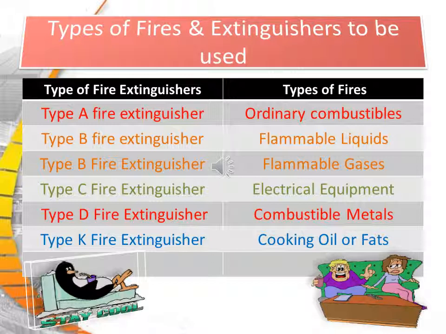Here we can see a chart which shows you the type of fire and the type of extinguisher to be used. Ordinary combustibles require Type A fire extinguishers, flammable liquids Type B, flammable gases also Type B, electrical equipment Type C, combustible metals Type D, and cooking oil or fats Class K.